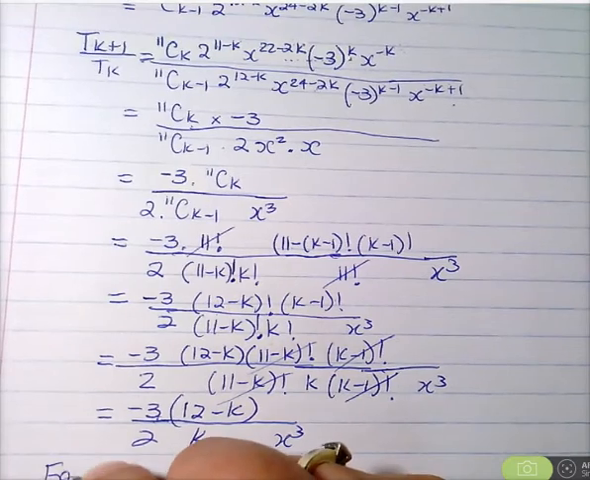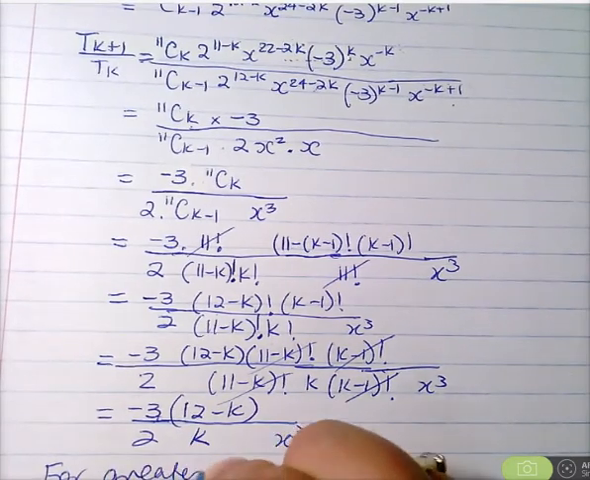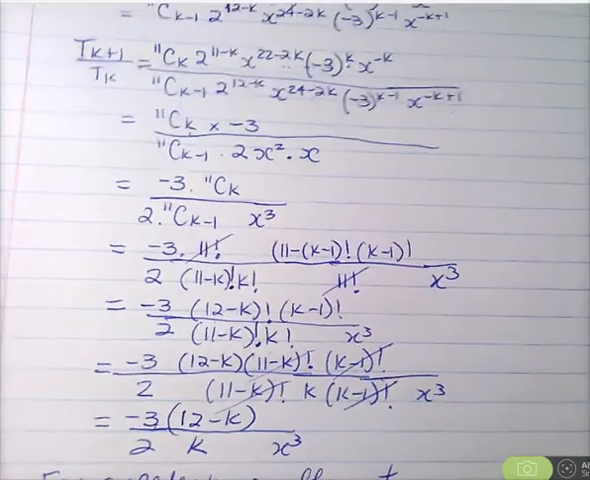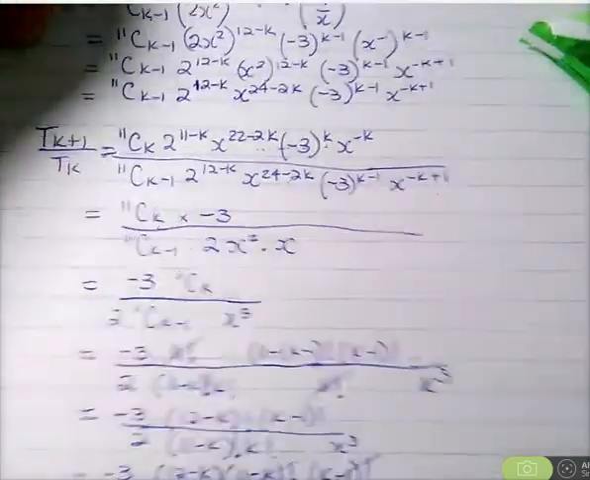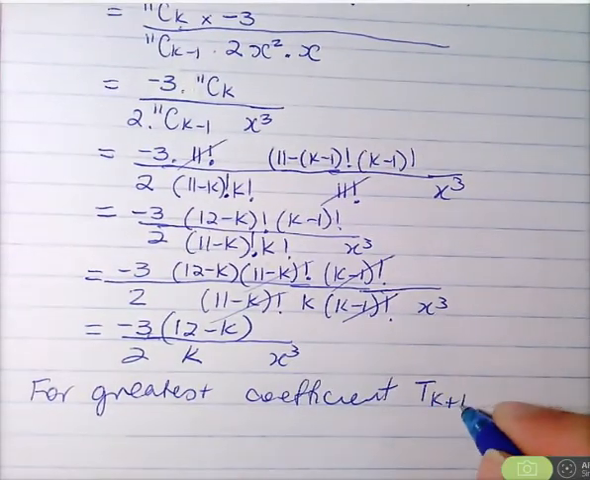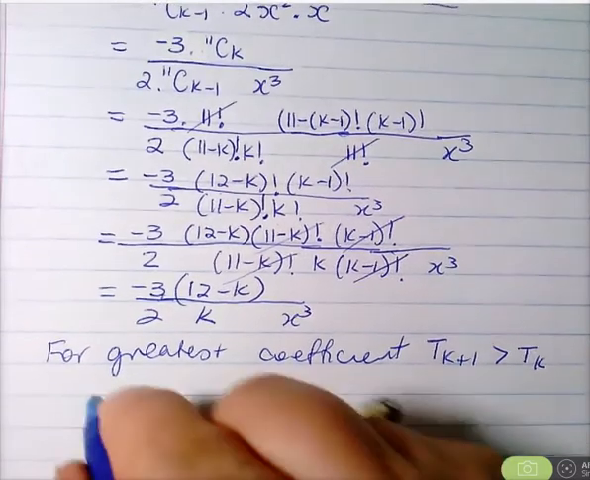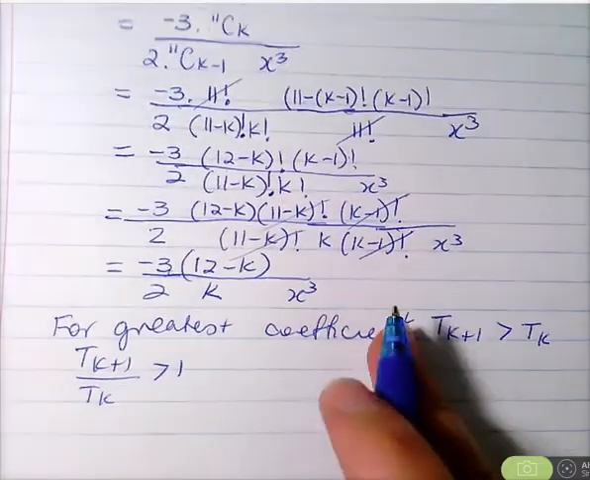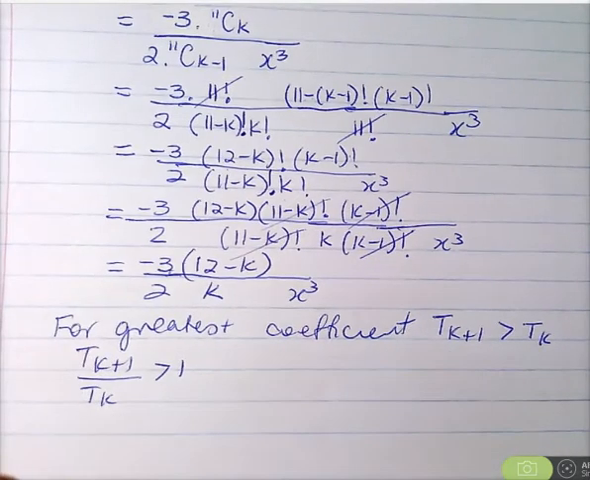So now I want to look at just the coefficients. So for the greatest coefficient, we know that t to the k plus 1 is greater than t to the k, or t to the k plus 1 over t to the k is greater than 1. I'm just doing the coefficients now, so I'm leaving out that x cubed.